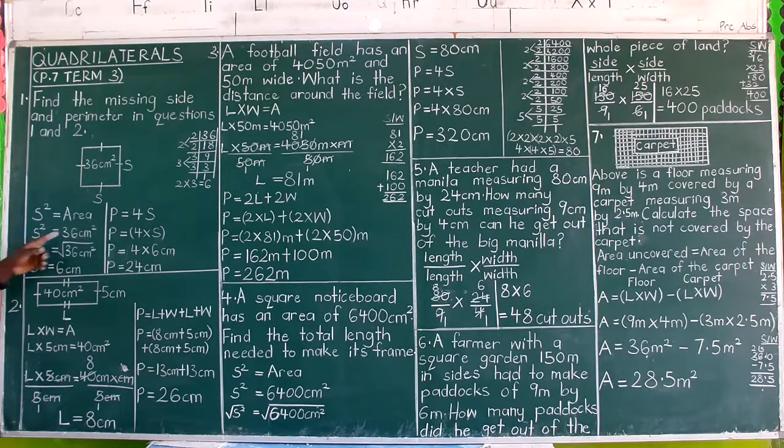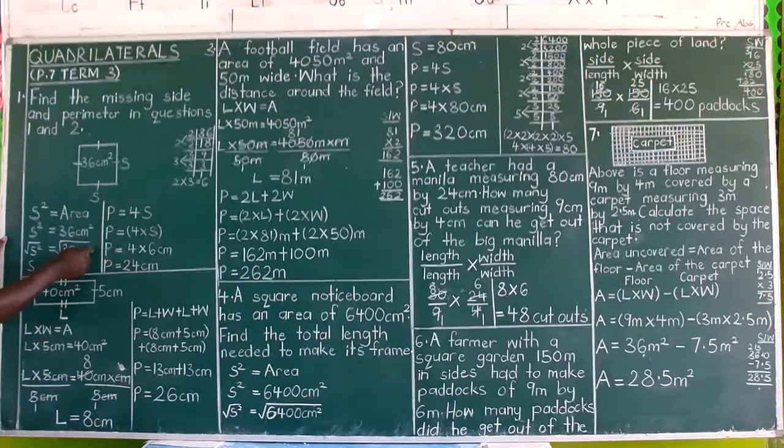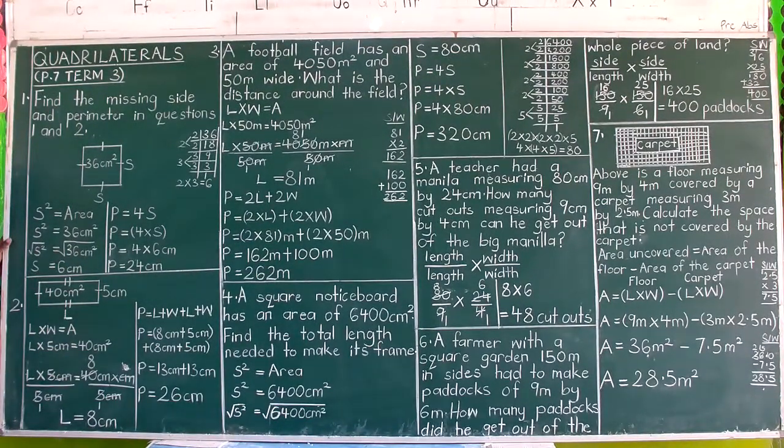Then we find the square root of both sides, because you do the opposite of what is given to eliminate what we don't want. Now, we want to eliminate the square, or this power 2. We put the square root. So the square root of side squared is equal to the square root of 36 centimeters squared. The square goes off and remains the side, and here the square goes off and remains centimeters.